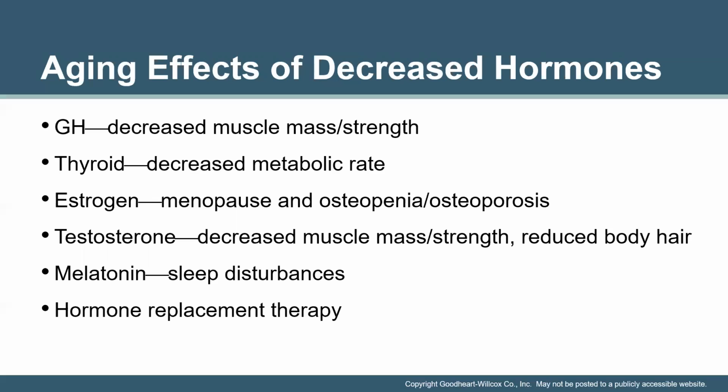So some of the aging effects that we're going to see with decreased hormones, and this will explain a lot. Growth hormone will deliver us a decrease in muscle mass and strength. The thyroid, if this decreases, we're going to see a decrease in metabolic rate. This will contribute to eating pattern changes, temperature changes as we age. With estrogen, this will clue us into menopause, osteopenia, and osteoporosis. Estrogen has a lot to do with laying down bone, the bony matrix.